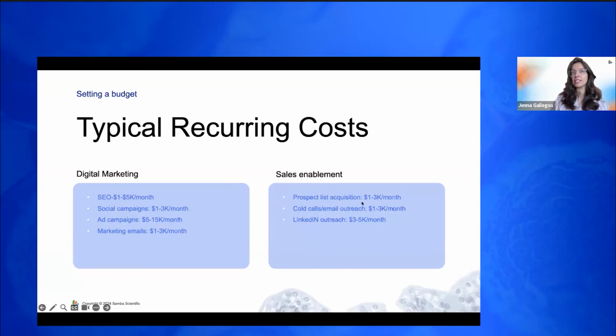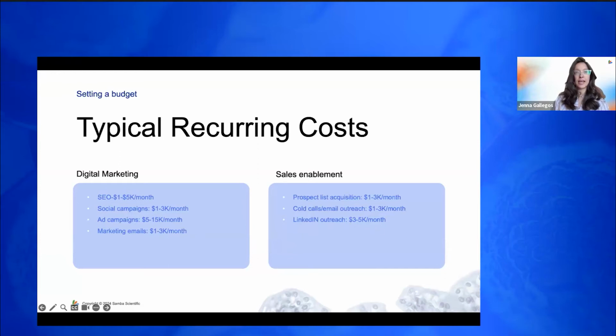Similarly, prospect list acquisition, $1,000 to $3,000 a month. If you outsource cold calls and emails to a third party, that's typically going to be around $1,000 to $3,000 a month. And then similar for the LinkedIn outreach, $3,000 to $5,000 a month. So that's including the actual work and the ad spend itself.